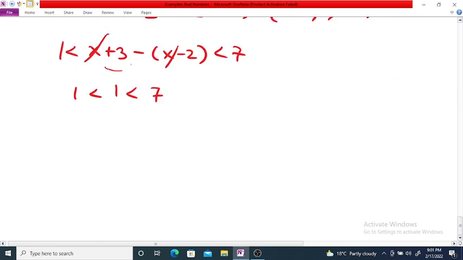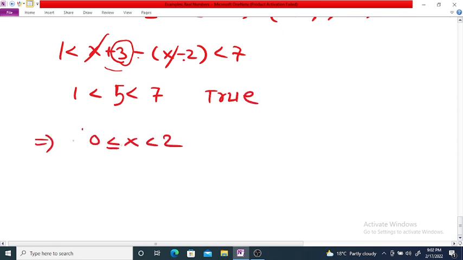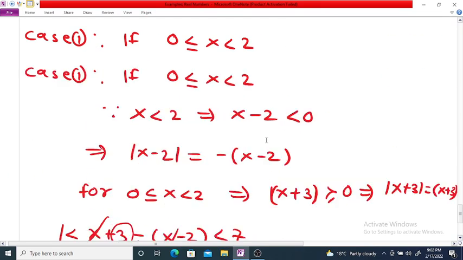Sorry, this minus becomes plus, so 3 + 2 is 5. You can see here 3, and because of this minus sign, minus minus becomes plus, so 1 < 5 < 7. This condition is true. And therefore for 0 ≤ x < 2, we get the first solution here. The first solution is: x lies from 0 to 2, this inequality holds.